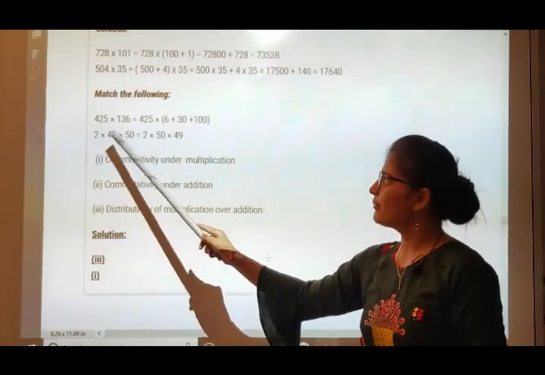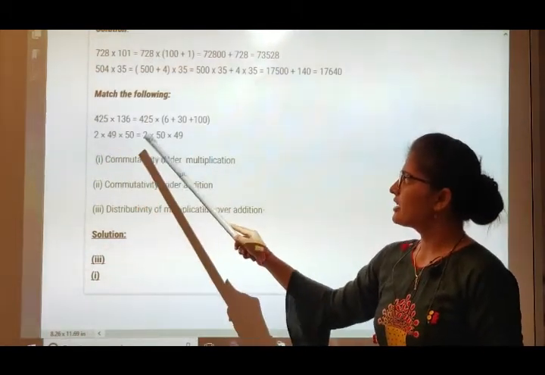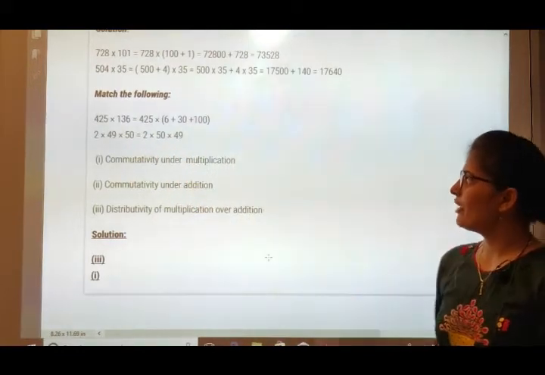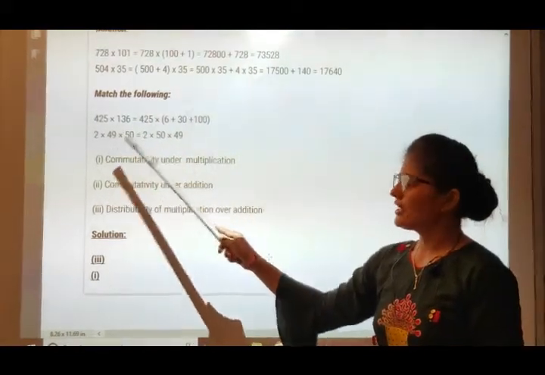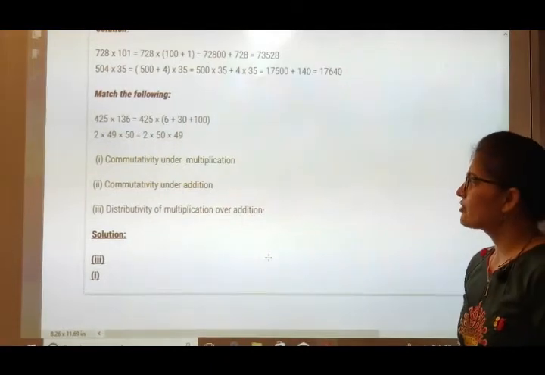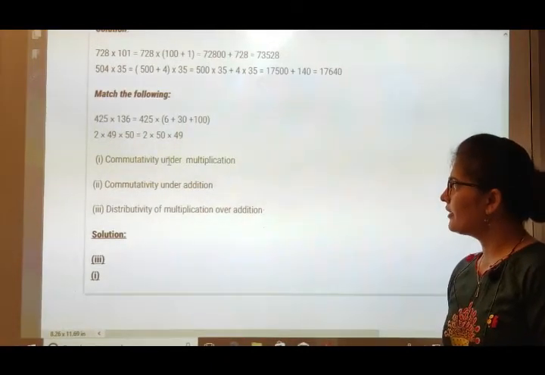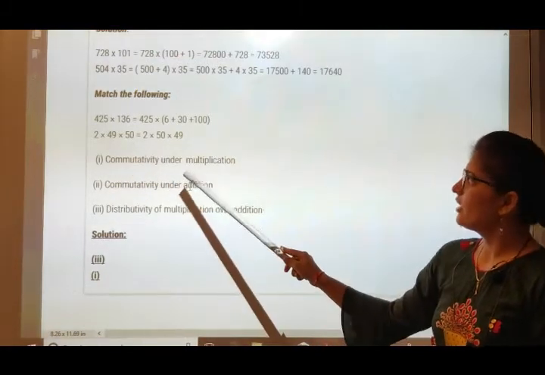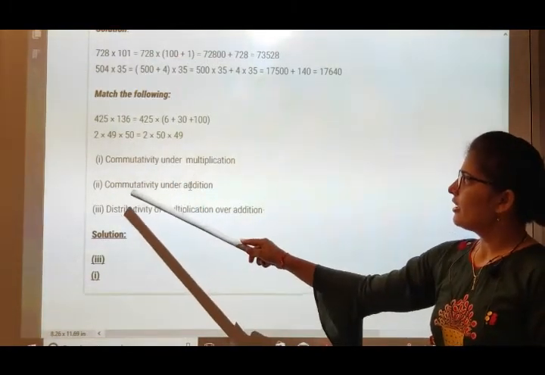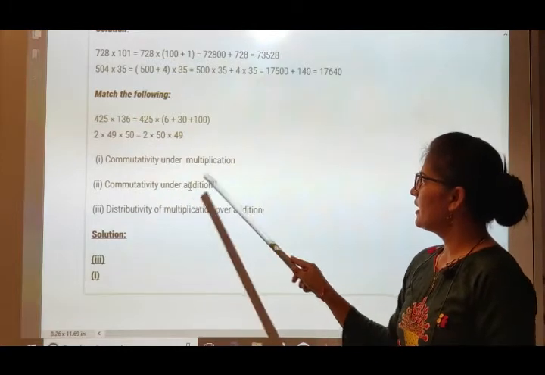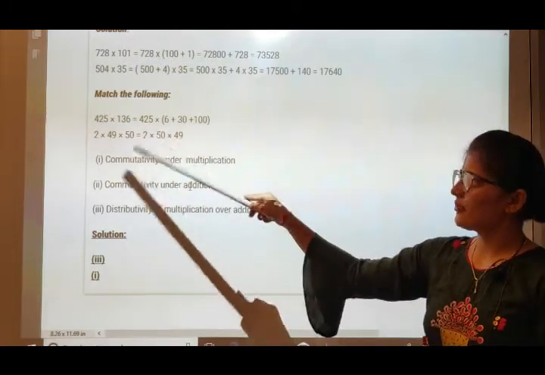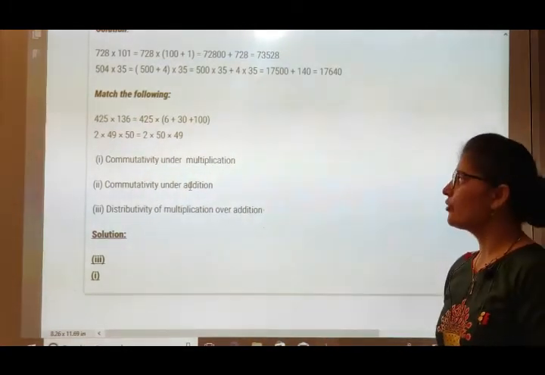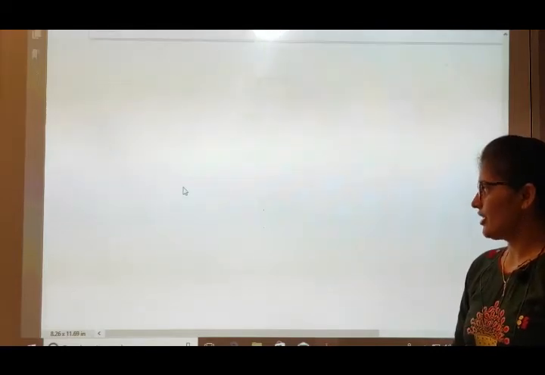Now next, 2 multiplied by 49 multiplied by 50 is equal to 2 multiplied by 50 multiplied by 49. Now here the order is changed on both sides. So this will be commutative under multiplication, which, it is a multiplication sign you can see. So here options are there, commutativity under addition or under multiplication. Here the multiplication sign is there, so it will be under multiplication.